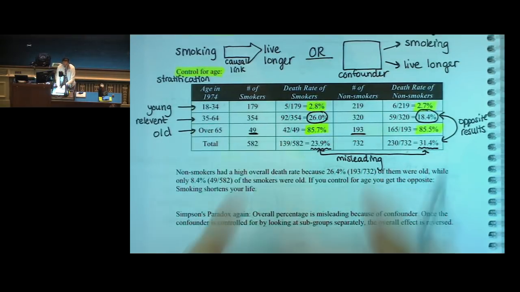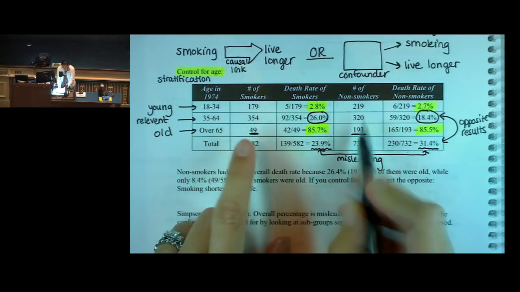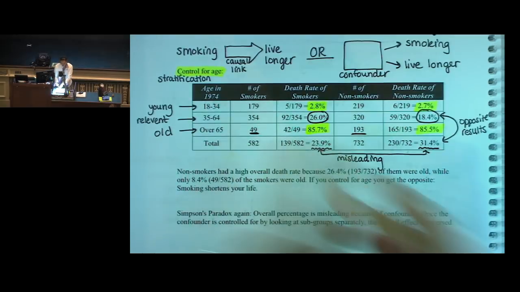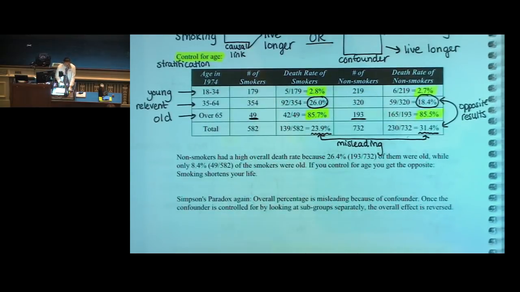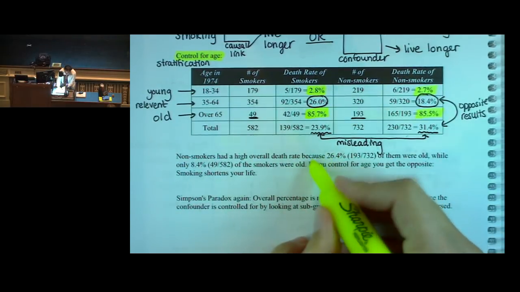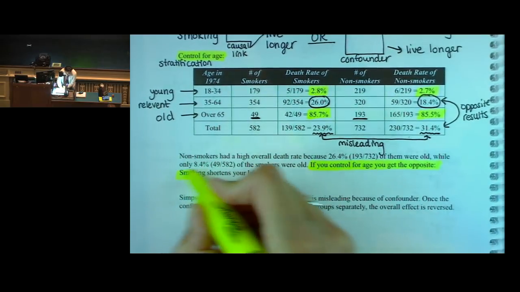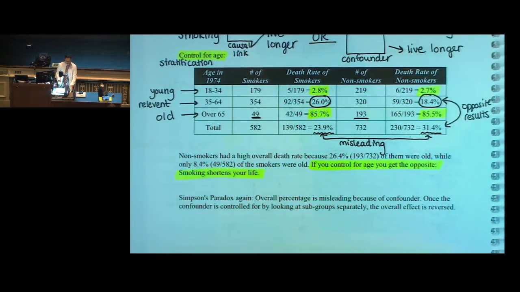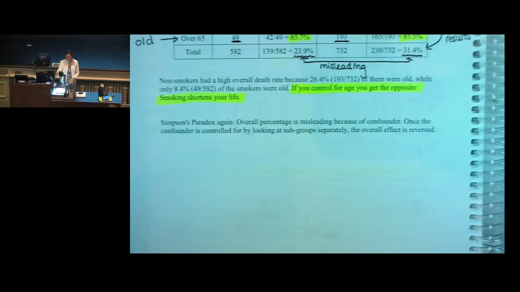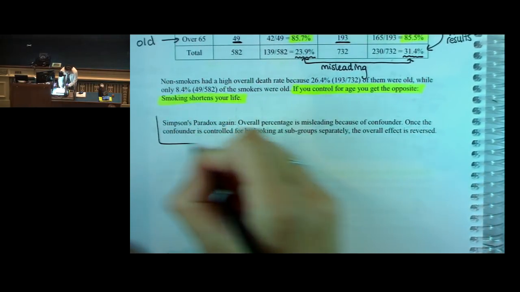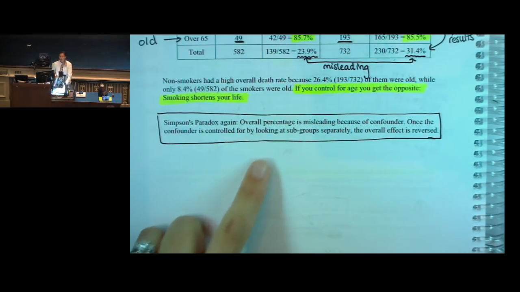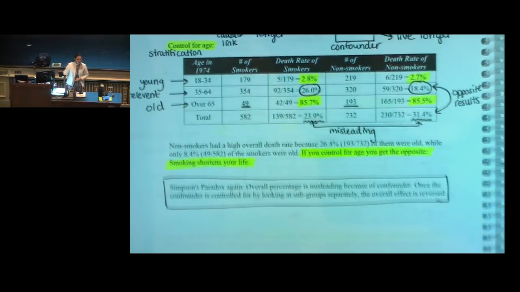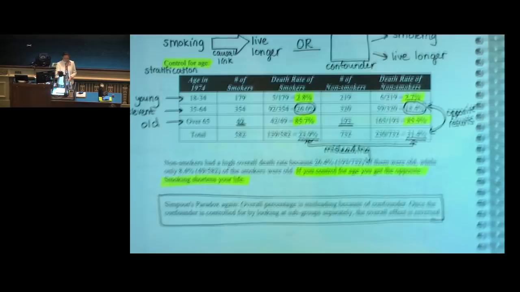Does that make sense? Like I said, in the smoker group, there's not a lot of old people. Among non-smokers, there's a lot of old people. So that's what's making the overall results different. And then they say if you control for age or stratify based on age, you get the opposite: smoking shortens your life. So that is what we want to trust for sure. Down here, they're telling us Simpson's paradox, again, is just that the overall percentage is misleading because of the confounder. And once you get rid of the confounder, once you stratify, you see the opposite of the overall results. So that's the idea with Simpson's paradox.